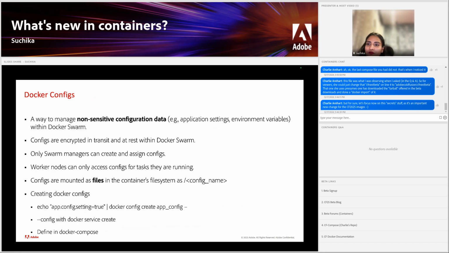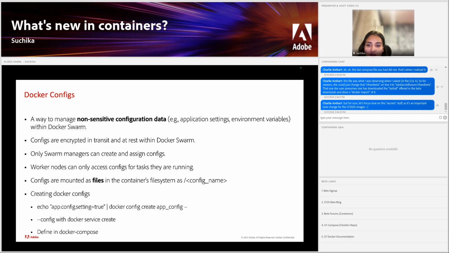Now we'll quickly move to Docker configs. Docker secrets was used to store sensitive information. For any non-sensitive data, like your application settings, any mappings, and in the context of ColdFusion, all the other environment variables, we could store all of these in Docker configs. Again, this is only available in Docker Swarm.